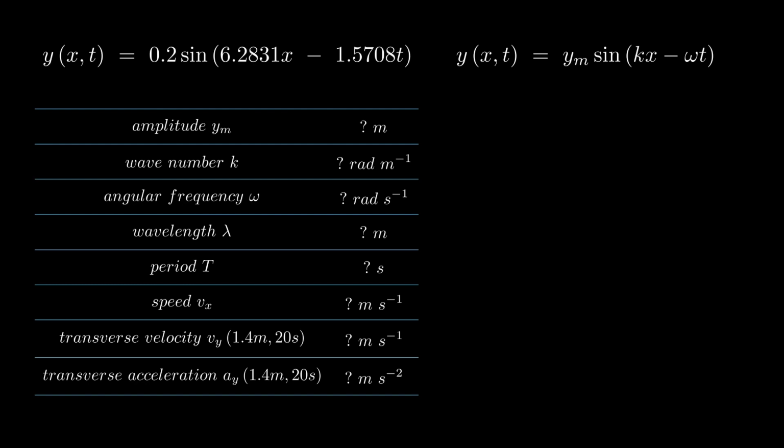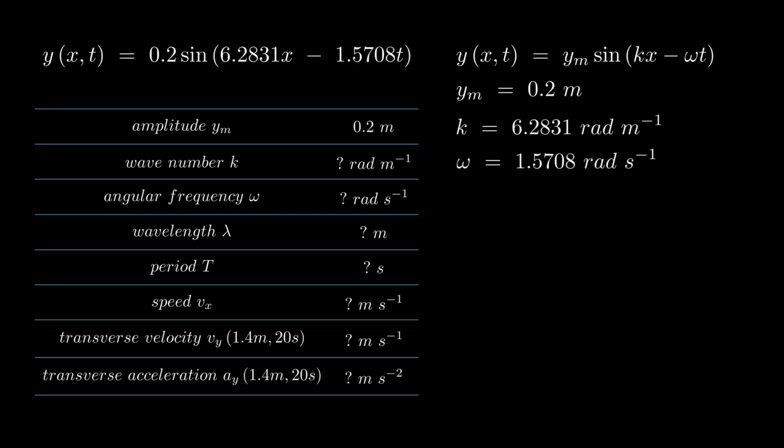We can represent the standard transverse sinusoidal wave function, as shown. Immediately, we can discern the amplitude, wave number, and angular frequency from this expression. The amplitude is derived from the coefficient of the sinusoidal function, while the coefficients of distance x and time t provide the wave number and angular frequency, respectively.